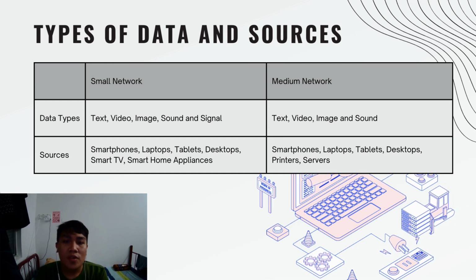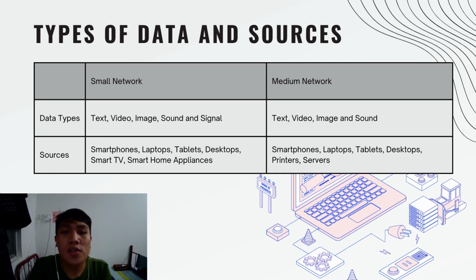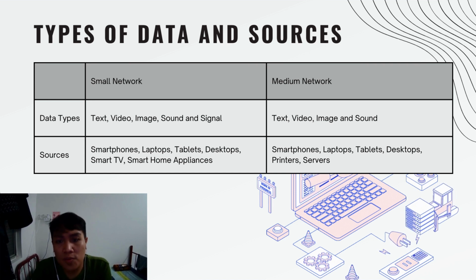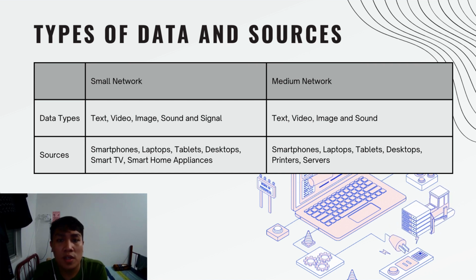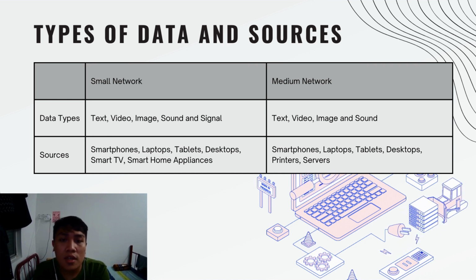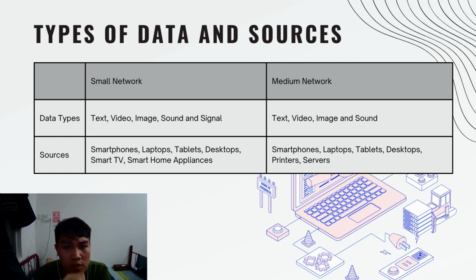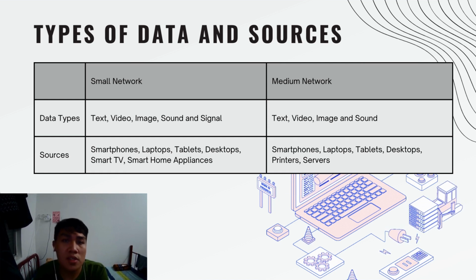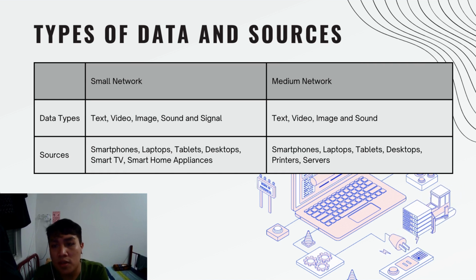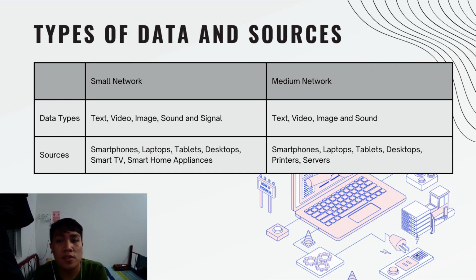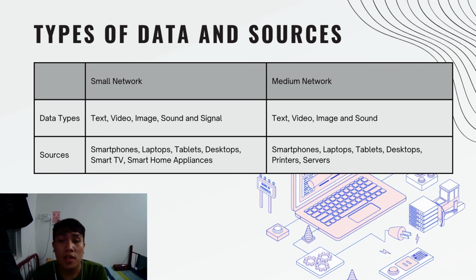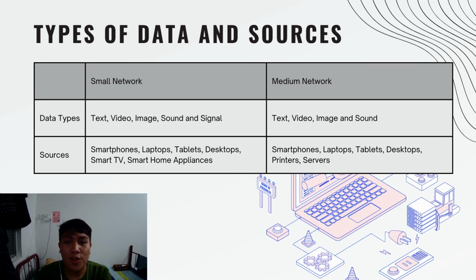Okay. For the sources of the small network, the data sources are smartphones, laptops, tablets, desktops, and smart TV. The smart home and smart home appliances are for the signals. For the previous ones, smartphones and laptops, it's all of the above: text, video, image, and sound. Okay, and then for the medium network, smartphones, laptops, tablets, the same, desktops, with the added printers and servers. Okay, thank you.